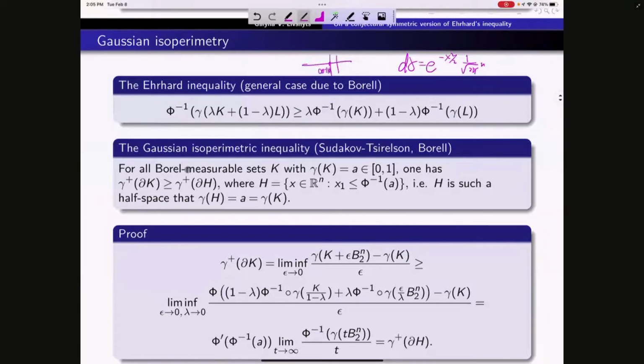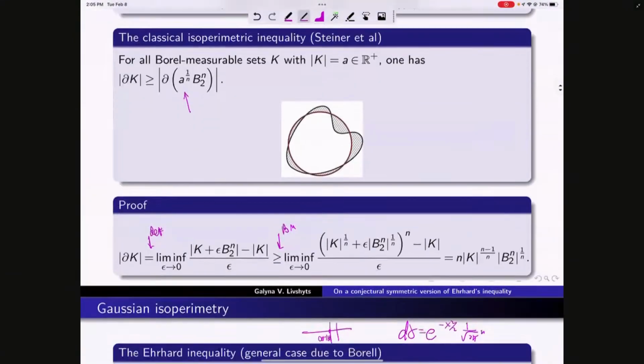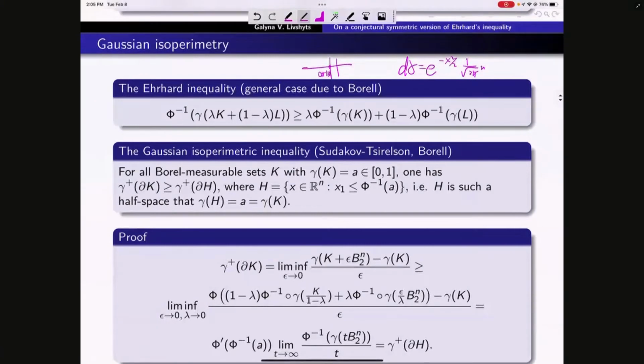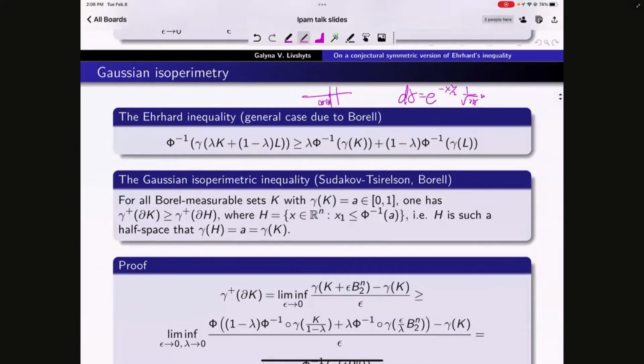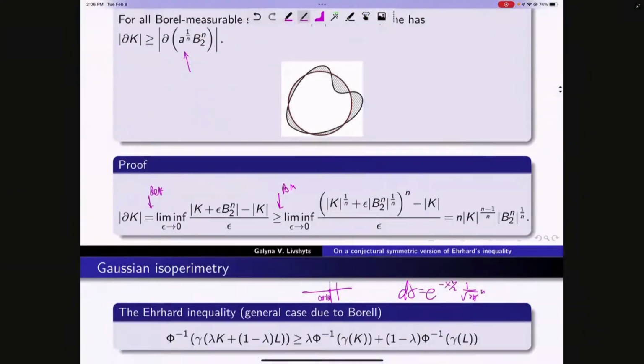And the Gaussian isoperimetric inequality was proved originally by Sudakov and Tsirelson, and Borell. It says that among all the sets of fixed Gaussian measure, the half spaces have the smallest Gaussian perimeter. And you see again, here's some similarity. Here we have a ball of radius A to the power 1 over n. Here we have a half space meeting the x-axis at the value phi inverse of A. Phi inverse is the function involved in the Ehrhard inequality, and t to the power 1 over n is the function involved in Minkowski.